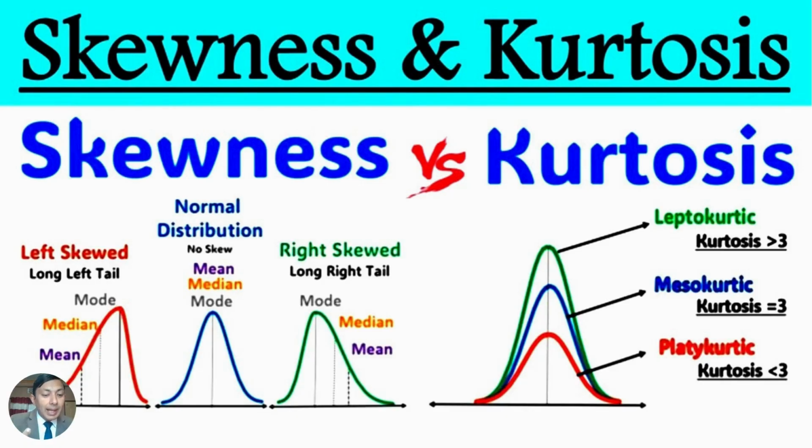When we analyze data, averages like the mean don't tell the whole story. To truly understand data, we must look at its shape. Two important measures that describe shape are skewness and kurtosis. In skewness, we have the normal distribution, the right skewed, and the left skewed, where in the right skewed there is a long right tail, in the left skewed a long left tail, and in the left skewed the mean is less than the median, and in the right skewed the mean is greater than the median.